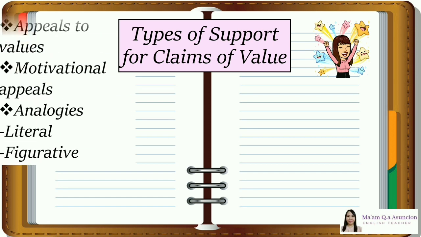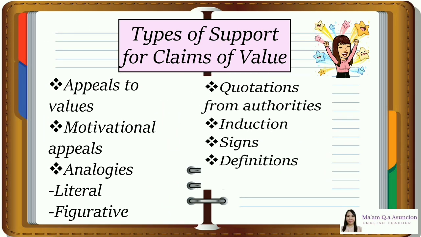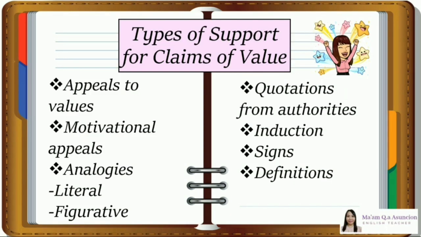These are the types of support for claims of value: appeals to values, motivational appeals, analogies, quotations from authorities, induction, signs, and definitions.